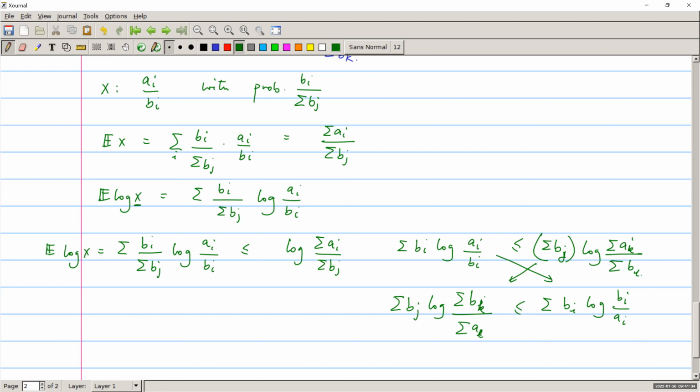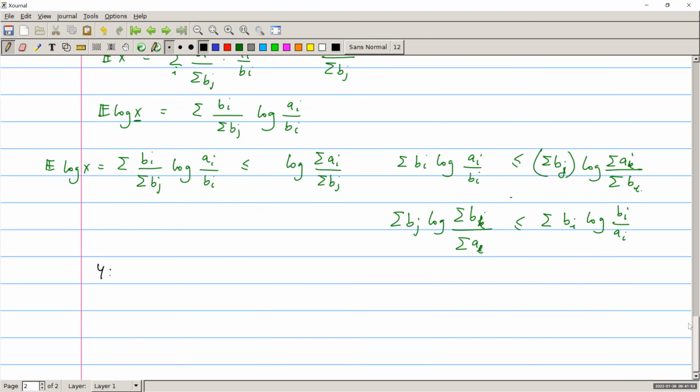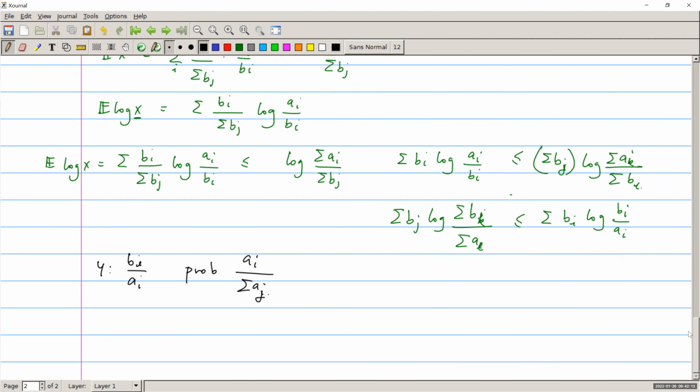This is almost there, right? The only thing is that the roles of a and b are interchanged. So if you wanted to write it in exactly the correct way, we make a new random variable Y, which takes on values b_i over a_i, with probability a_i over summation of a_i. When you use Jensen's inequality on this, you'll get exactly the form that you want.